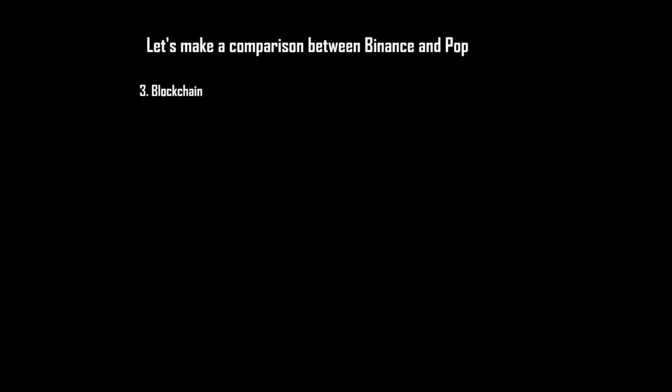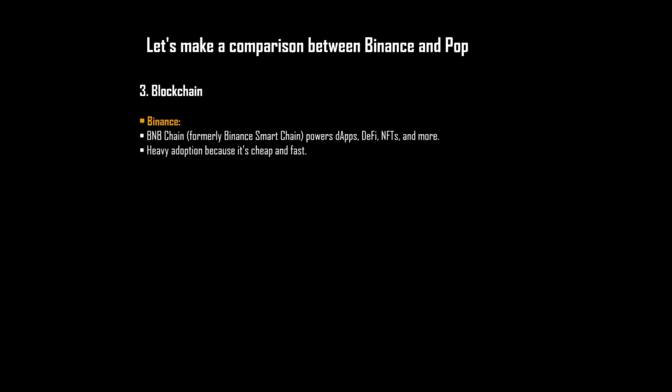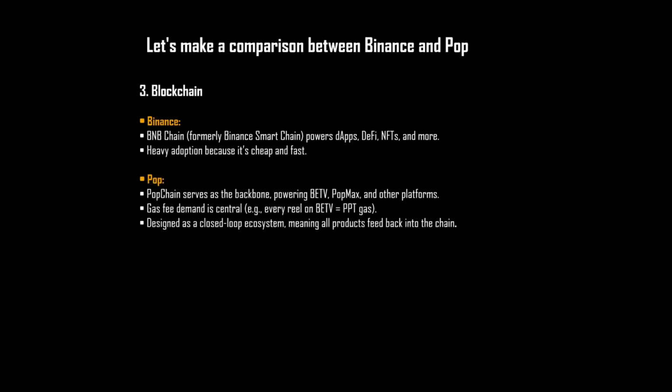If you take a look at the blockchain, Binance has BNB Chain, formerly Binance Smart Chain, which powers dApps, DeFi, NFTs, and more. Heavy adoption because it's cheap and fast. PopChain serves as a backbone powering BETV, PopMax, and other platforms. Gas fee demand is central. Example: every reel made on BETV equals PPT gas. That's just one out of many companies that will use our blockchain.